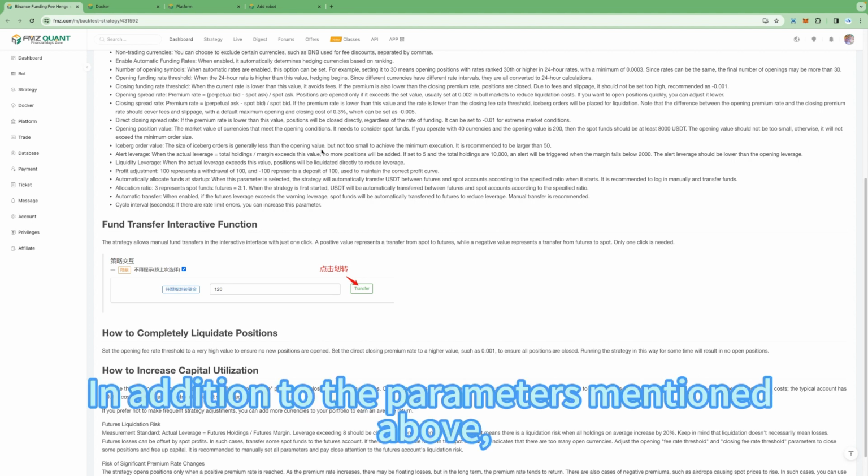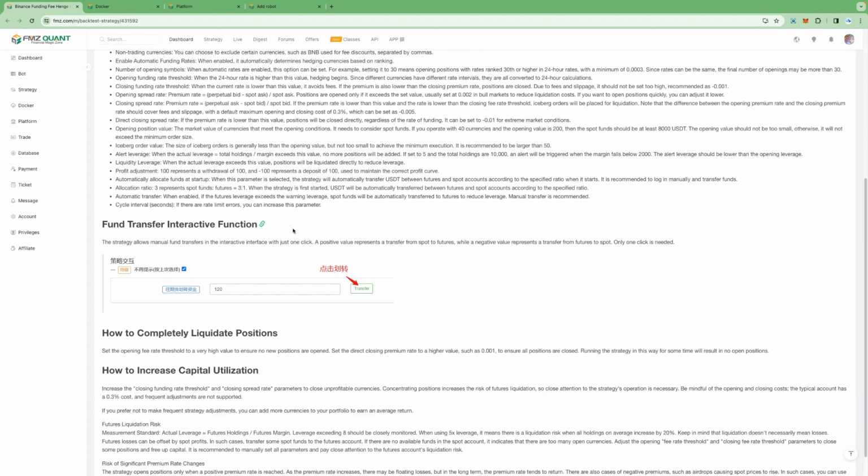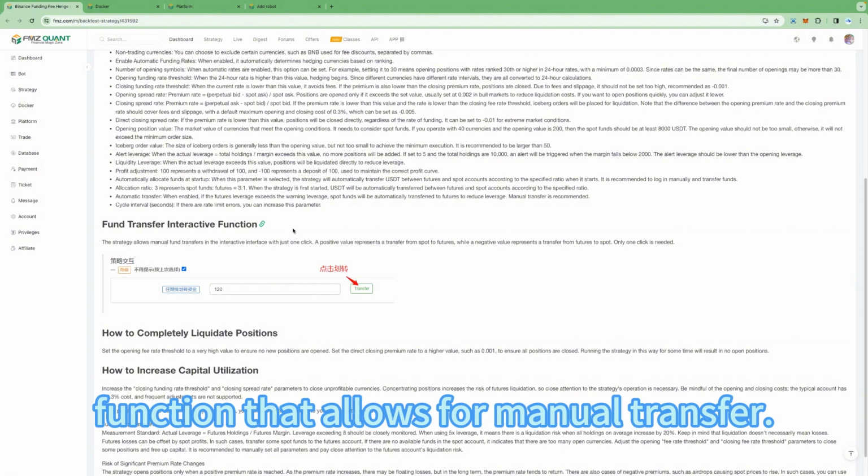In addition to the parameters mentioned above, there is also a strategy interaction function that allows for manual transfer.